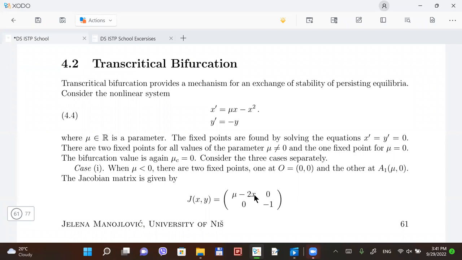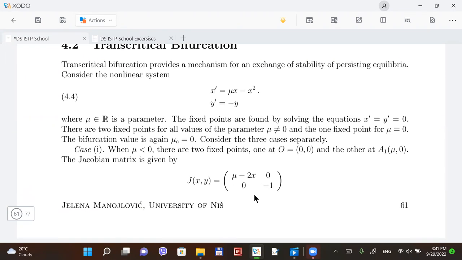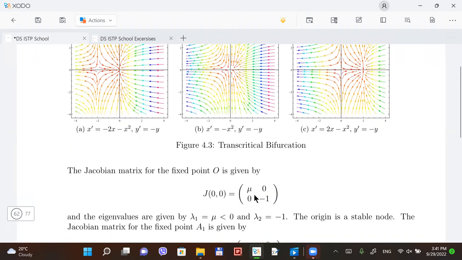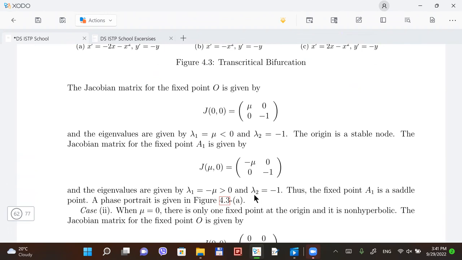When mu is less than zero, we have two fixed points. One is the origin and another is x equals mu. And by the linearization, we show that the eigenvalues are both negative. This is a stable node, yeah? So both eigenvalues are real and negative. We have the stable node. And the other fixed point, now we have one eigenvalue which is positive, another is negative, so saddle, yeah? One positive, one negative. So we have two fixed points, one is stable, one is unstable.